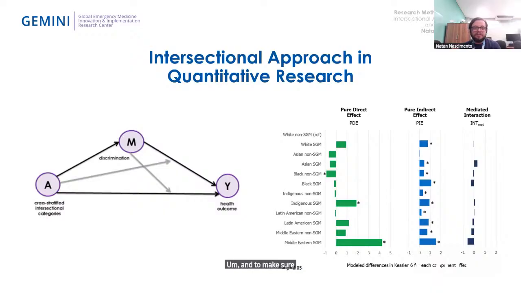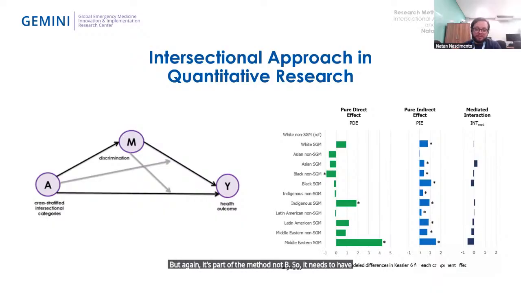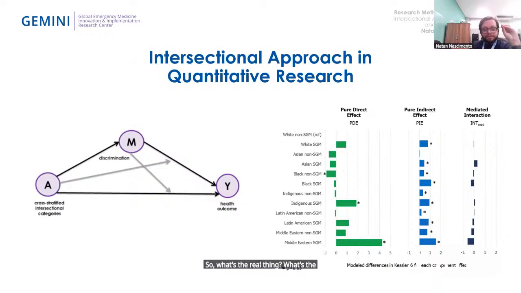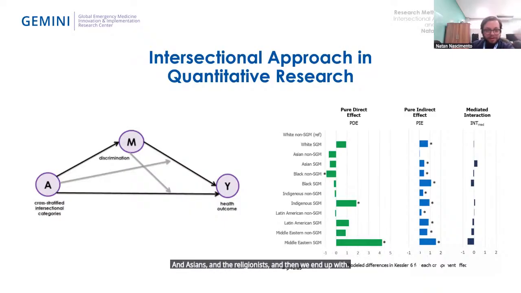To make sure that it is quantitative, we will need a big sample from each group to make sure we are understanding this correctly. And they need to be as controlled as possible. But again, that's part of the method. It also needs to have room for different traits, and it needs to be understood what the reference is in being Black. That's why measurements are important. We need to make sure we're measuring what we really want to measure. So what's the real goal here? Being Black, why is that a reference, and which reference is that? We also need to put the whites in there and the Asians and the indigenous, and then we end up with a myriad of identities and traits that need to be accounted for, and that's part of the method.